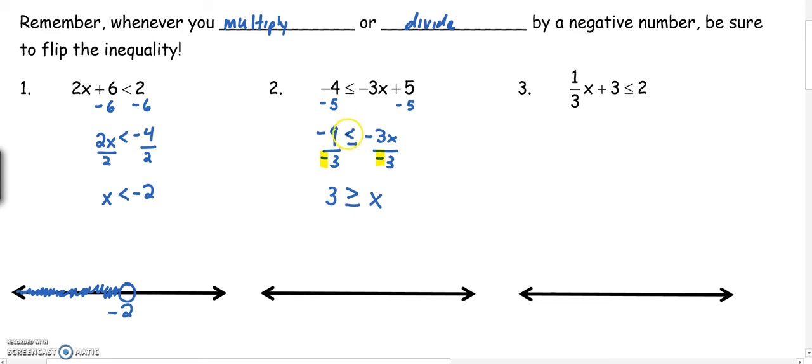So see how my inequality flipped from pointing to the left to pointing to the right? Now, in order to graph this, your variable has to be first, which in this case it's not. So I'm going to flip this entire inequality. So x and 3 switch spots, and my inequality switches directions again. So it was pointing right, so now it goes back to pointing left. So on my number line, I should have 3 with a closed dot above the 3. And then I should be shading to the left because it's a less than sign.